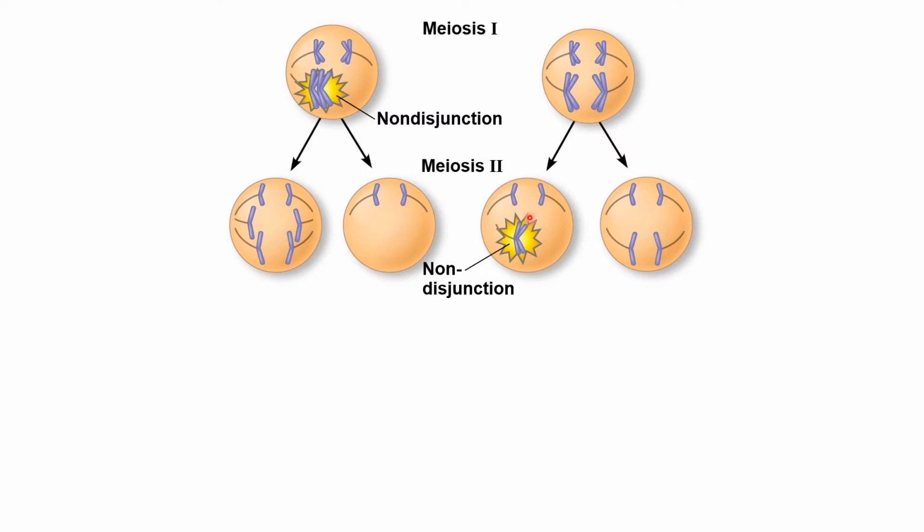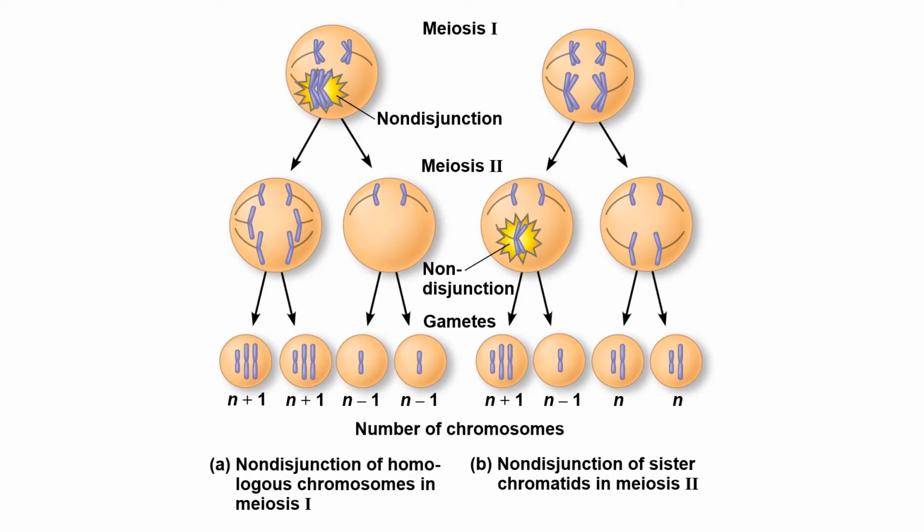But non-disjunction can also happen in meiosis 2. So we're going to see 2 cells here potentially that are going to have normal numbers, and we're going to have 1 cell here that's going to have that duplication of chromosome. So depending on when it happens, we get a variety of different types of gametes out.